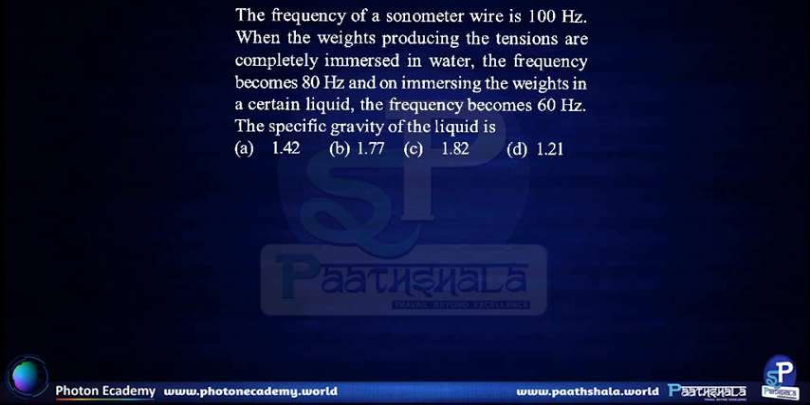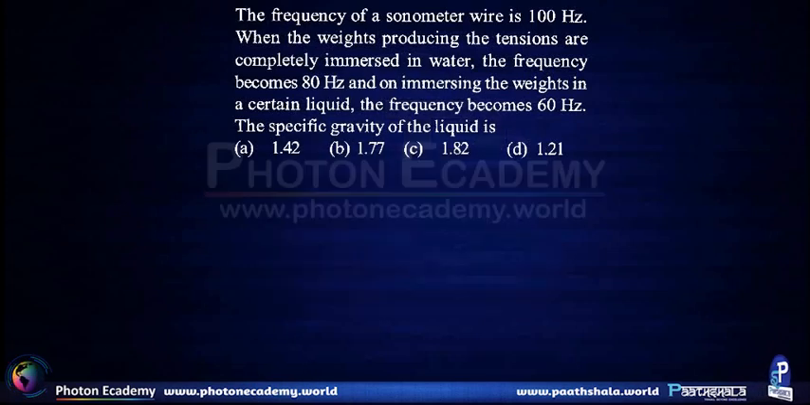The frequency of a sonometer wire is 100 Hz. When the weights producing the tensions are completely immersed in water, the frequency becomes 80 Hz. And on immersing the weights in a certain liquid, the frequency becomes 60 Hz. The specific gravity of the liquid is to be calculated.